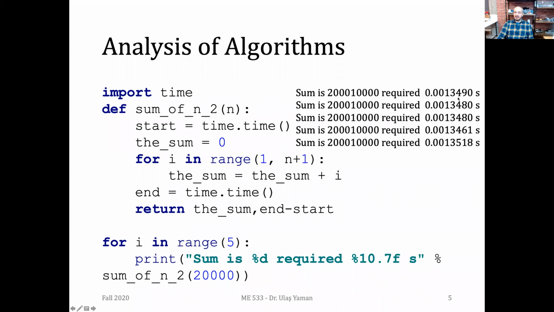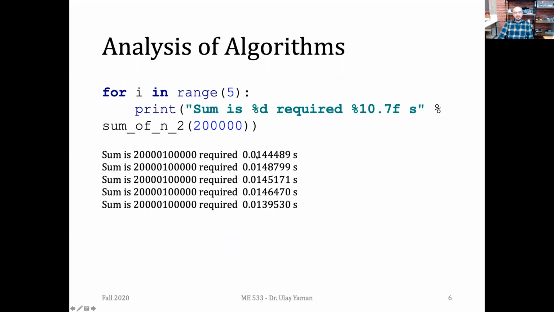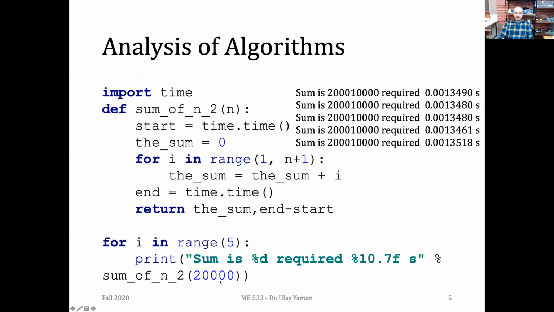As you see, this is 0.013 somehow, and this is 0.013 or 14. So we have actually multiplied the computation time by 10, and as you see, the given number is also multiplied by 10. So we can say easily that there's a kind of linear relationship between the number of inputs and the computation time.